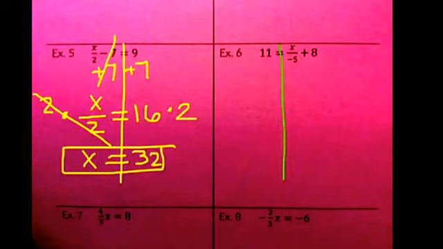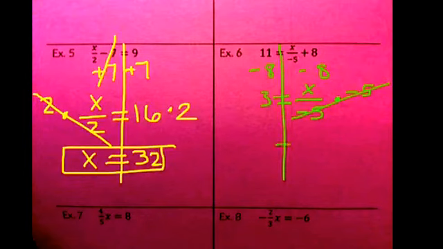X divided by negative 5 plus 8 tells us that 8 is going to be our constant, so it's a positive 8. I'm going to subtract 8 on both sides. 11 minus 8 is 3, and that's going to be equal to x divided by negative 5. So if x is being divided by negative 5, to undo division, I'm going to multiply by negative 5. That's going to allow these to cancel out, and x will be by itself on the right side of the equation.